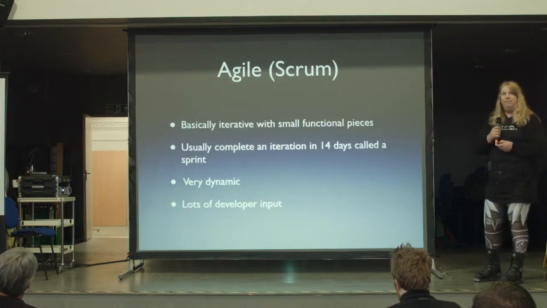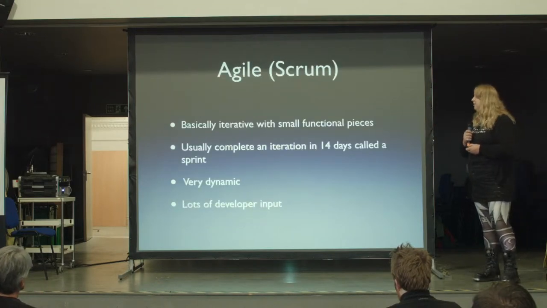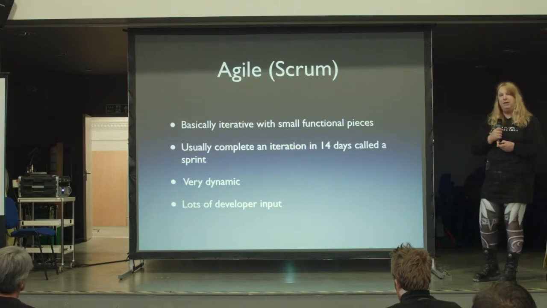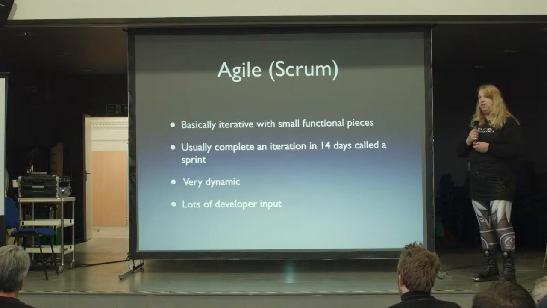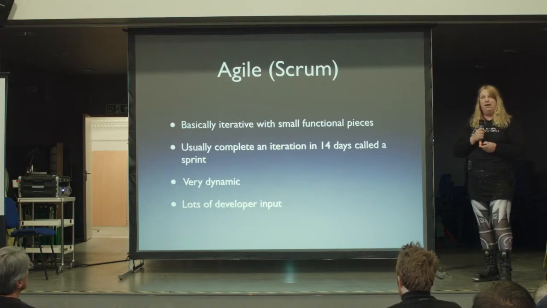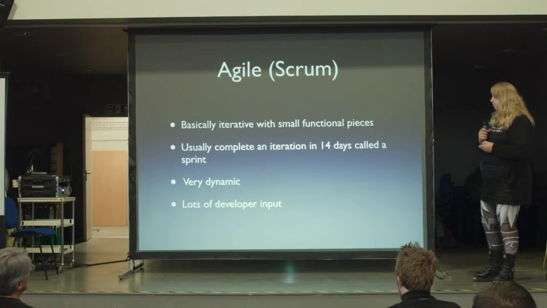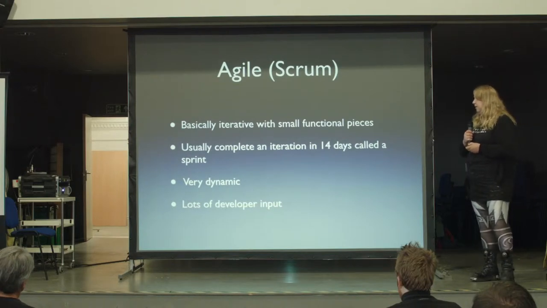And then, the buzzword of the day, agile. It's basically iterative over very small periods of time. 14 days, you pick a very small piece of component or functional piece, you go over it, you do all the steps very quickly. At the end of the 14 days, you have maybe just a class or an object or a small part of a piece of hardware. Very dynamic. They're called sprints because they are short, fast periods.